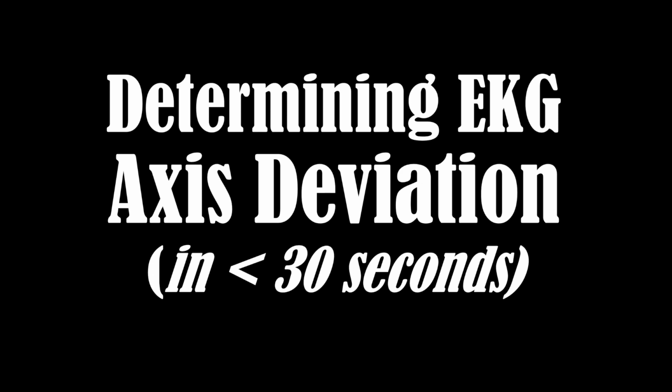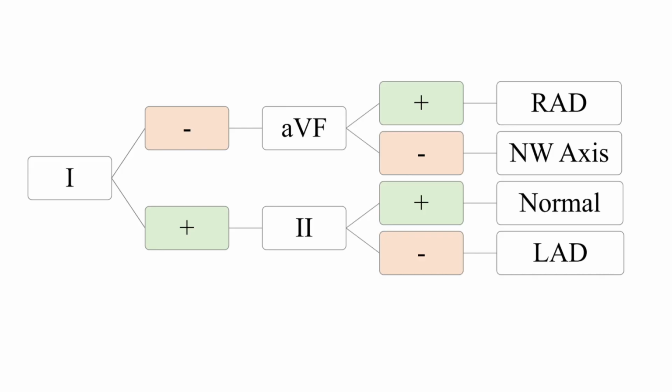Hey everyone, in this video we're going to be determining EKG axis deviation in less than 30 seconds. Stay tuned till the end of the video for some quick examples. So this chart will make a whole lot more sense when the video is over. So I just want you to keep this in your mind, take a screenshot of it, or play back the video and watch this after you finish the video.